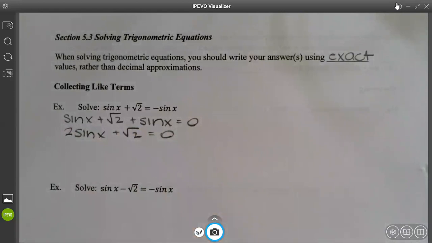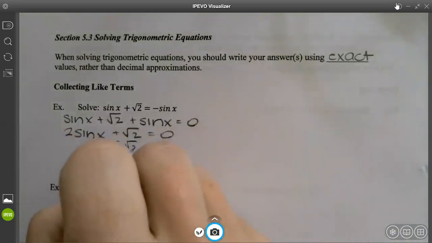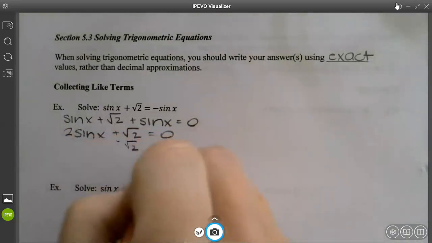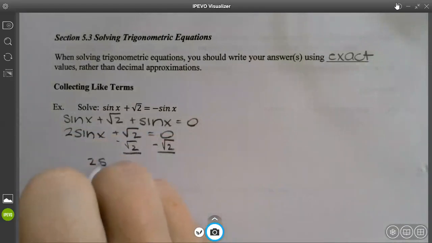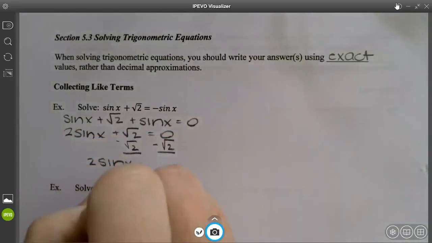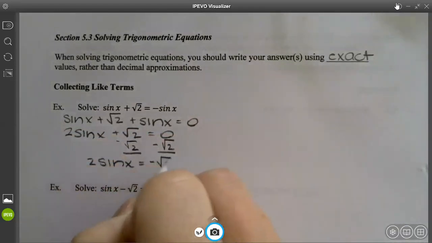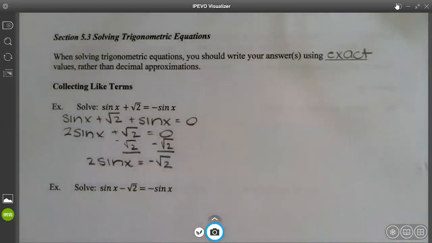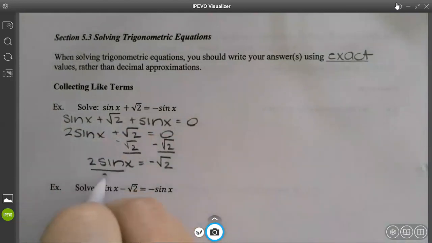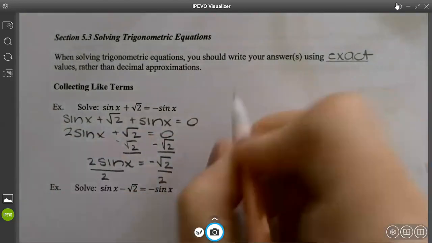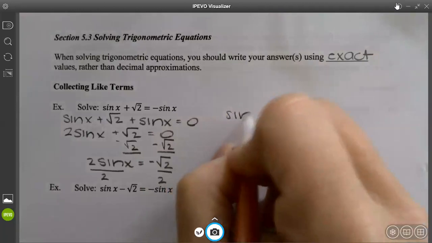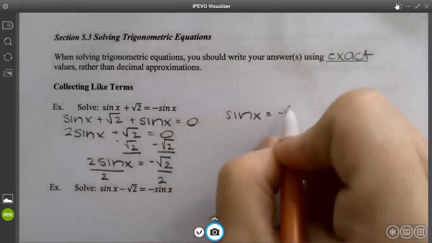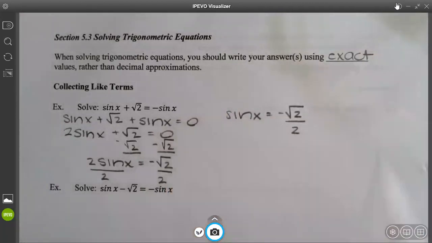Then treat this like a regular equation. How would I solve for x? Subtract square root of 2. So I get 2 sin x equals negative square root of 2. How do I get sin x by itself? So we get sin x equals negative square root of 2 over 2.